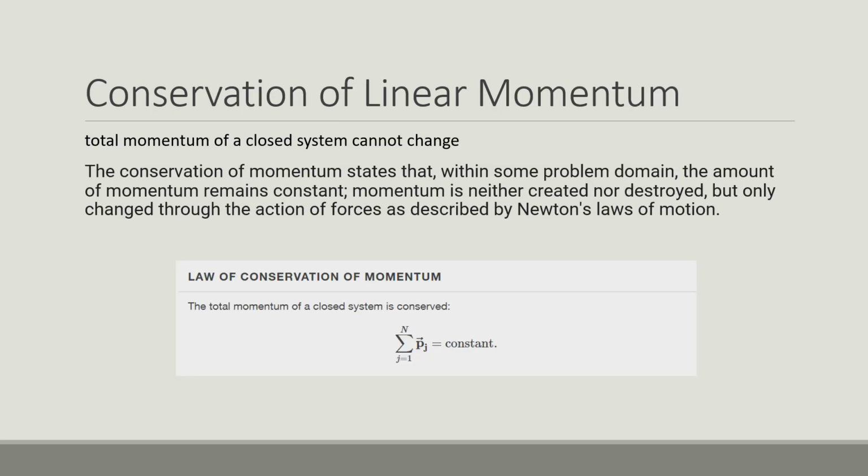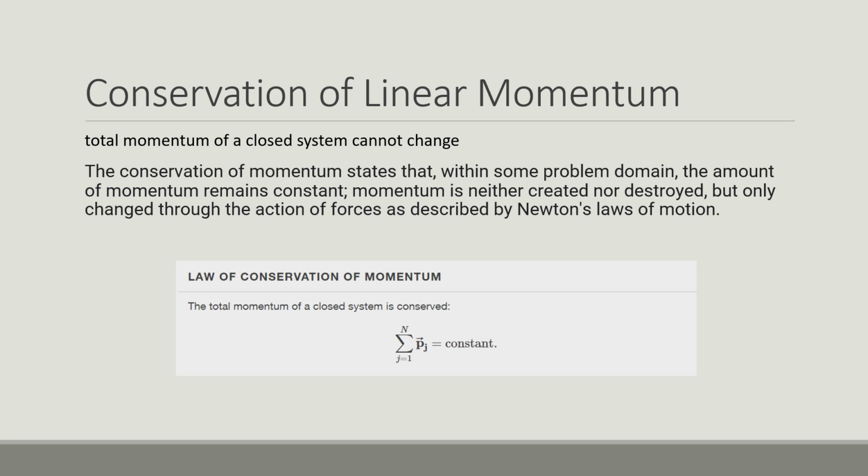Conservation of linear momentum. The total momentum of a closed system cannot change. The conservation of momentum states that within some problem domain, the amount of momentum remains constant. Momentum is neither created nor destroyed, but only changed through the action of forces as described by Newton's laws of motion.